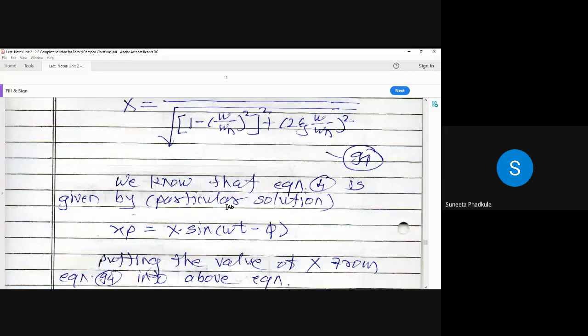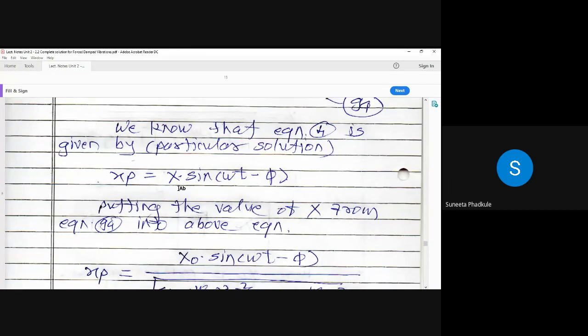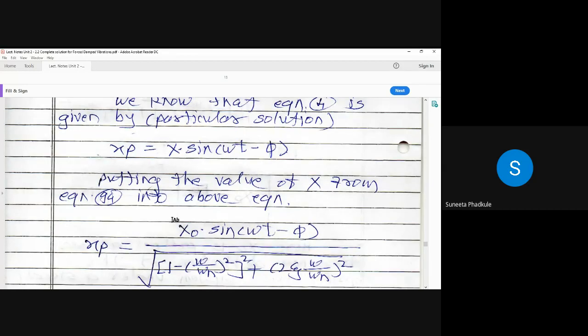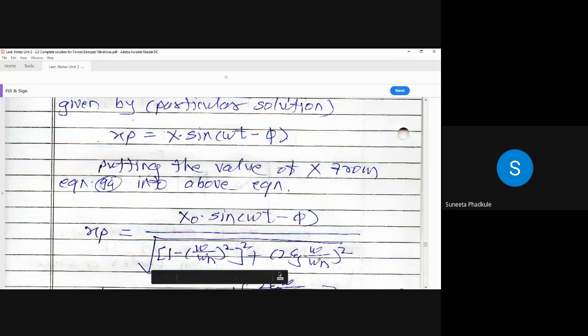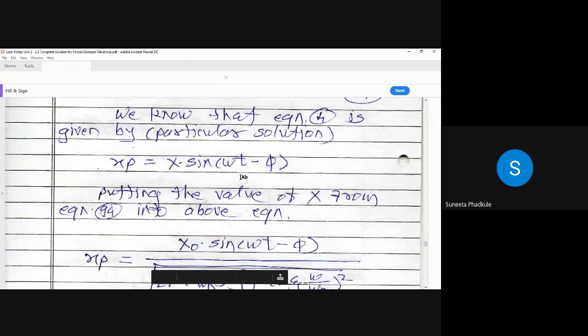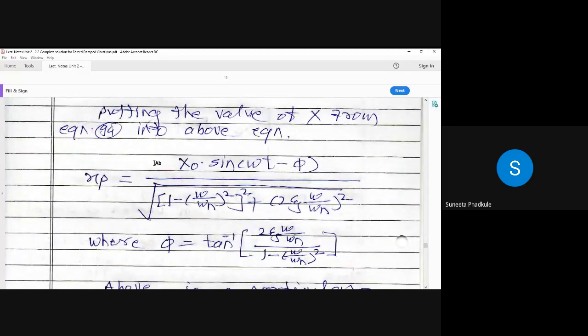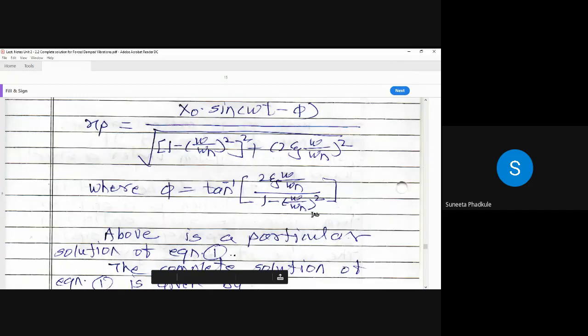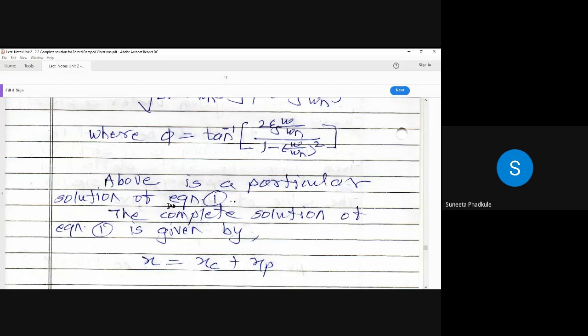Okay, and phi. So putting the value of capital X here, we go to our original particular solution. What was the assumption we made? Xp is equal to capital X sine (omega t minus phi). So putting the value of X here, what is X? X0 upon the square root of the whole thing into sine (omega t minus phi). So this is your particular solution: Xp is equal to X0 sine (omega t minus phi) upon the square root of the whole thing, where phi is given by tan inverse of 2 zeta omega upon omega n upon 1 minus (omega upon omega n) square. Understood? So above is the particular solution of equation 1.